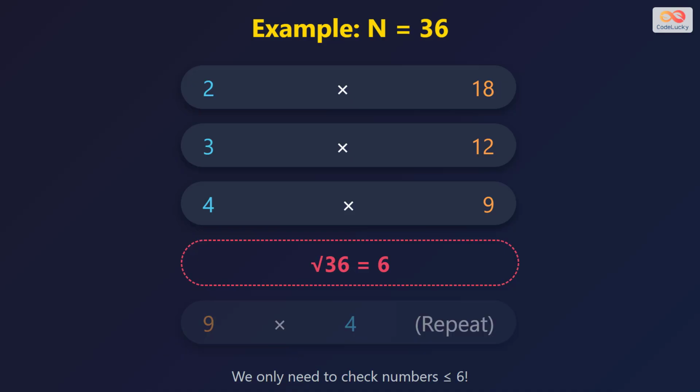Let's visualize this with the number 36. The square root of 36 is 6. The factors are 2 and 18, 3 and 12, 4 and 9. Notice that in every pair, at least one number is less than or equal to 6. Once we cross 6, we are just seeing the same pairs in reverse order. So, we don't need to check past the square root.